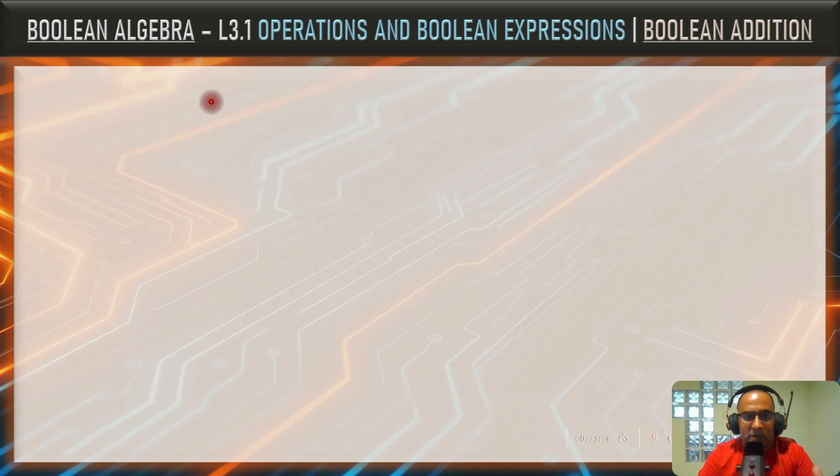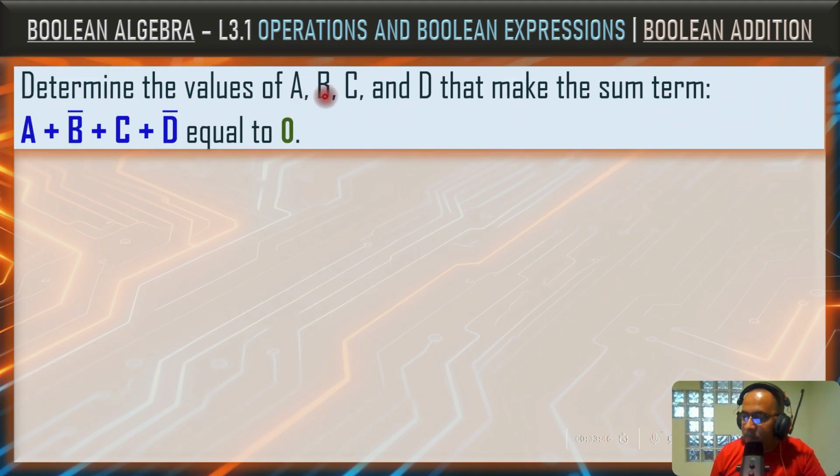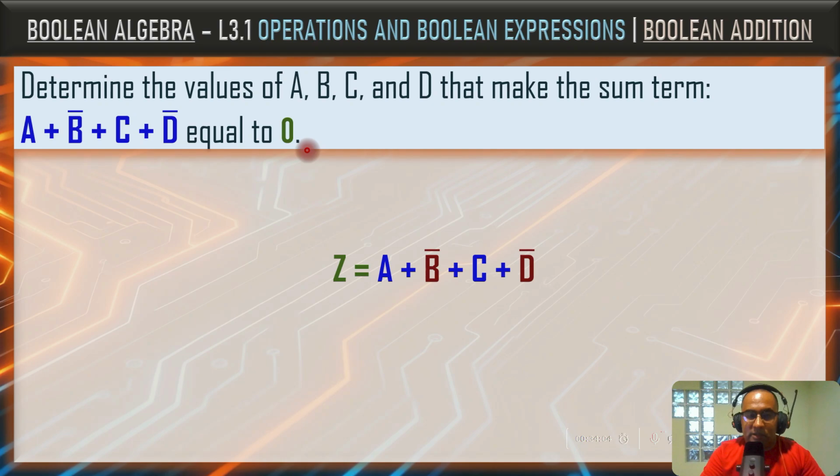Now let's solve a simple exercise to make everything clear. Determine the values of A, B, C, and D to make the sum term A plus B negated plus C plus D negated equal to 0. This is a sum term, that is a Boolean OR expression. So remember the key rule. An OR expression outputs 0 only when all inputs are 0. So our goal is to make every input of this OR operation equal to 0.